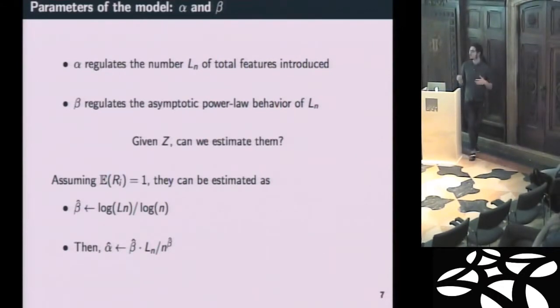Here we are assuming that we know a real node feature association, so we know the vector of features for each node. And we can get back to the alpha and beta that generated this real node feature association.